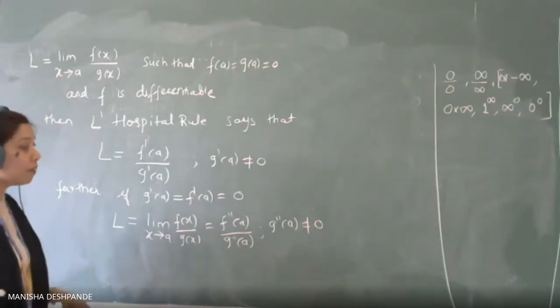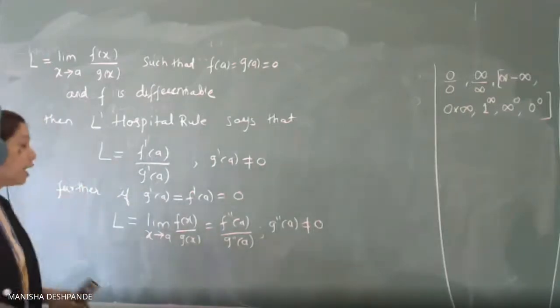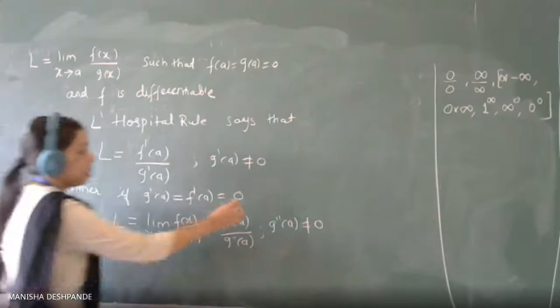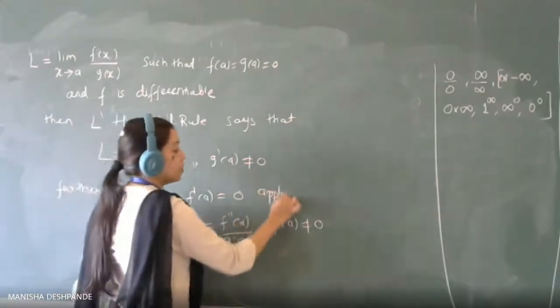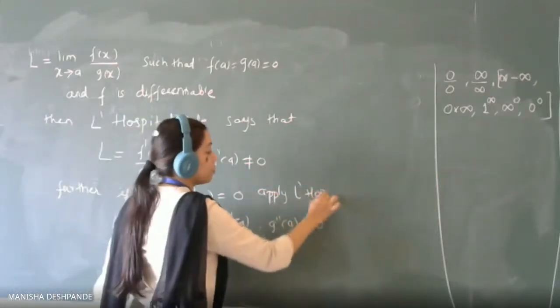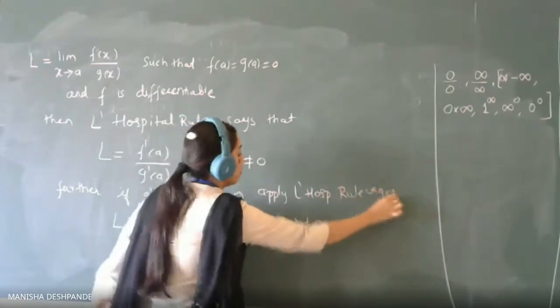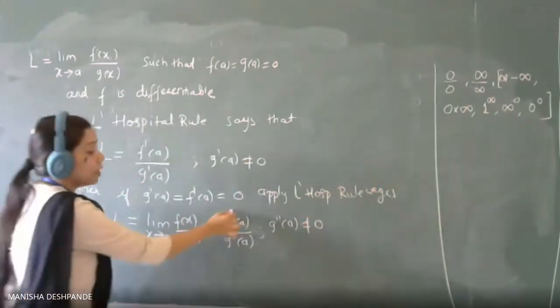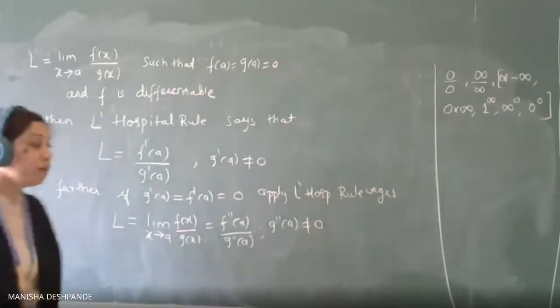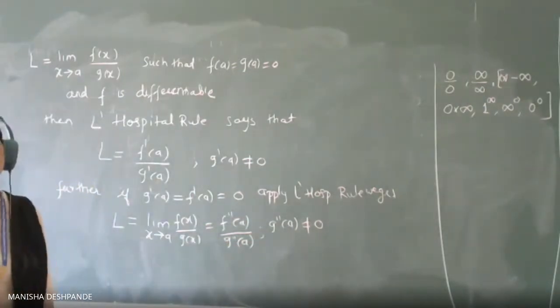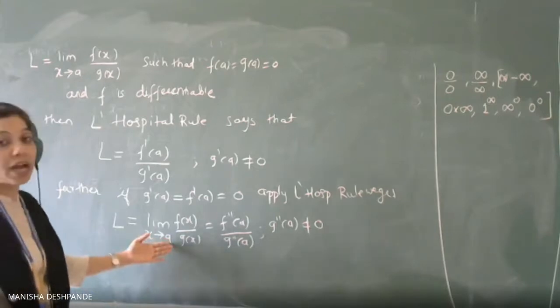But if both of them are becoming 0, we'll have to apply L'Hospital rule again. Applying L'Hospital rule again, we get L is equal to f double dash of a upon g double dash of a, where g double dash of a is non-zero. Is this clear? These are the questions which are asked in MCQ.